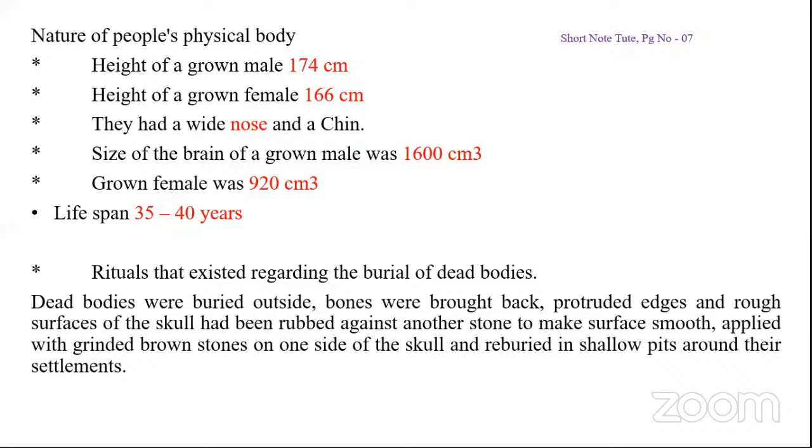And this is the second method. So what is the second method? This was an improved method. So now the dead bodies are buried outside, so that they did not bury any dead body inside the cave. Outside the cave, they were burying the dead body in a faraway place. After some time, the bones were brought back, and protruded edges and the rough surfaces of the skull had been rubbed against another stone to make the surface smooth.